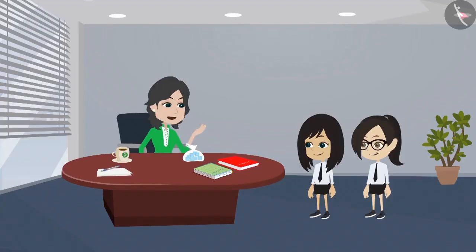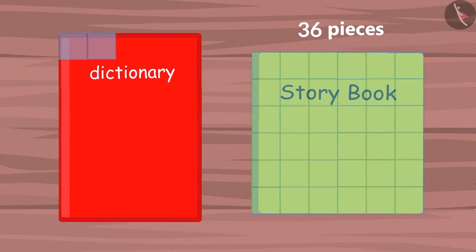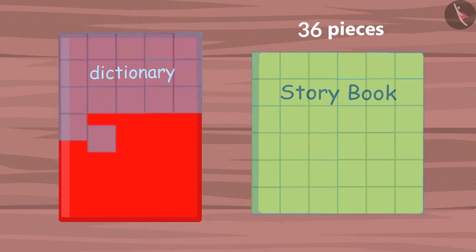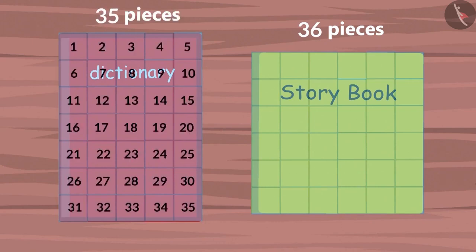Now measure the other book in the same way. Then you will know yourself which book is bigger. Okay, now we will measure the second book. We place these square-shaped pieces on the other book in such a way that no piece is placed on top of each other. Now tell me, Vandana, how many pieces did you need to cover this book? We used 35 pieces to cover this book.